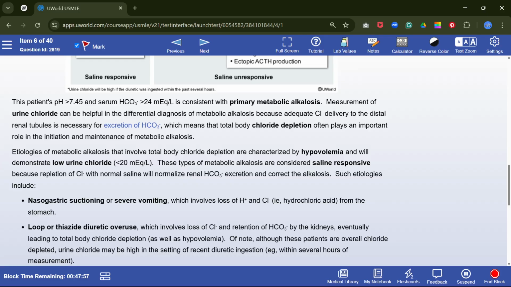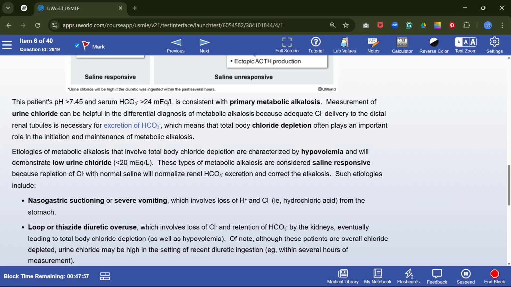Etiologies of metabolic alkalosis that involve total body chloride depletion are characterized by hypovolemia and will demonstrate low urine chloride, less than 20. These types of metabolic alkalosis are considered saline responsive, because repletion of chloride with normal saline will normalize renal bicarbonate excretion and correct the alkalosis.